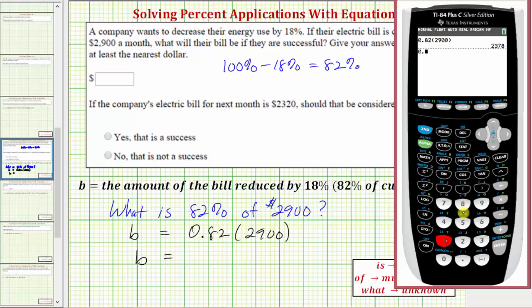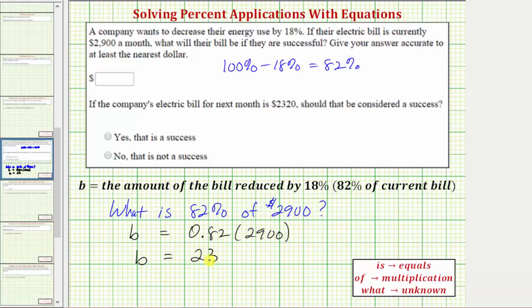So 18% of 2,900 is 522. This would be the amount by which the bill would need to be reduced to be considered successful. And notice that 2,900 minus 522 does give us the same amount of $2,378. So b equals 2,378, which means the amount of the bill would need to be less than or equal to $2,378 in order to be successful.